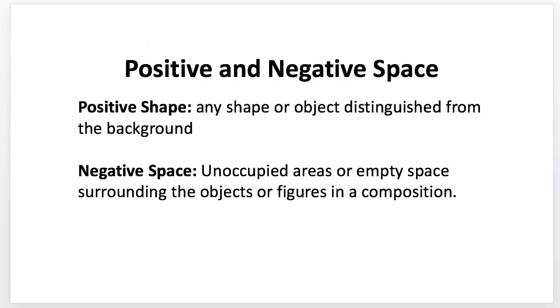So positive shape, any shape or object distinguished from the background, and the negative space is the unoccupied area or empty space surrounding the objects or figures in the composition. This is an example of negative space right here.